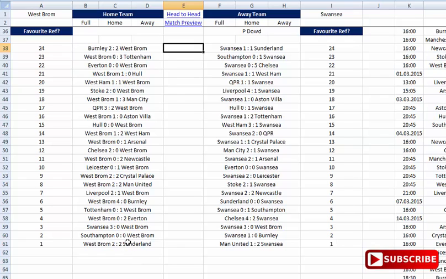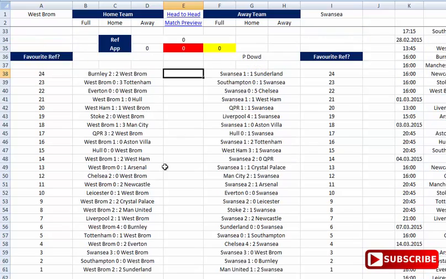So you can see we've got a 2-2 draw there. We've got a 2-2 draw there. Let's see, we've got another one somewhere. There you go, 2-2 draw there. So there we go. There's a number of 2-2 draws. You can see reasonably common, but not huge.